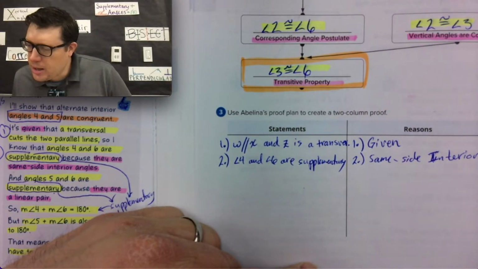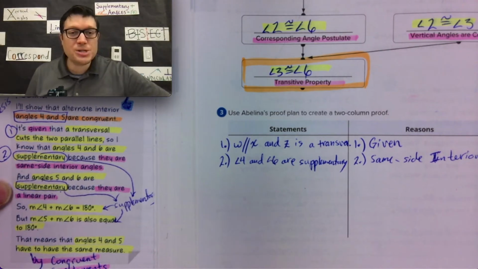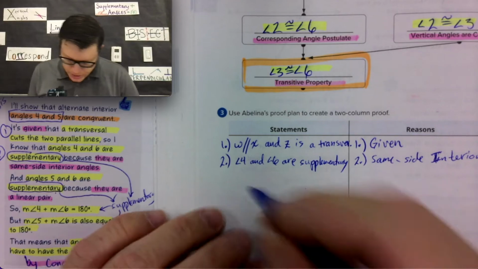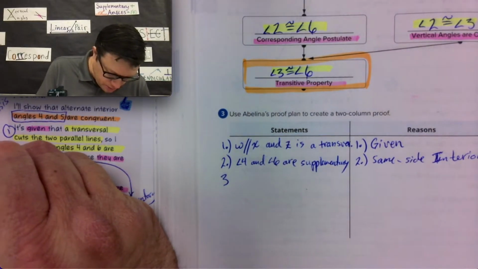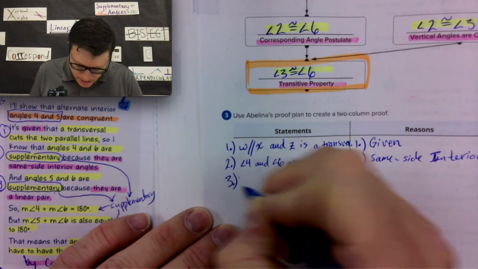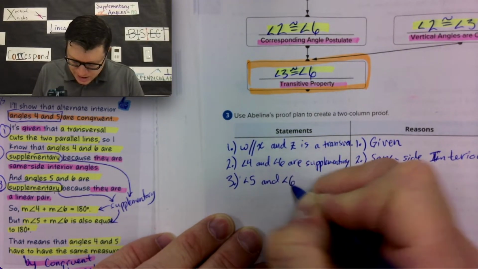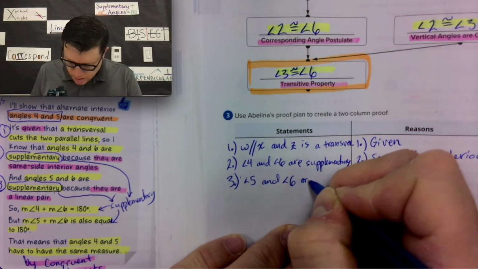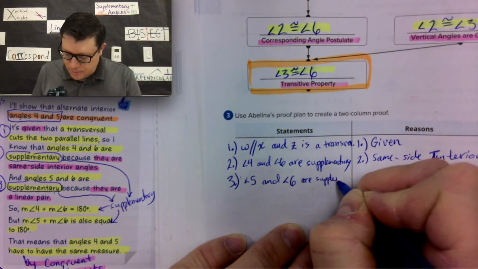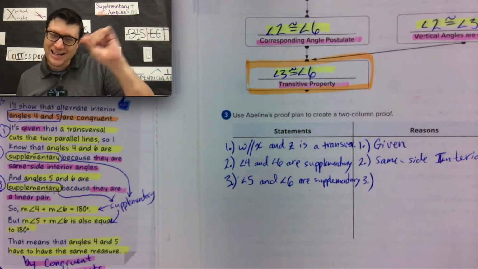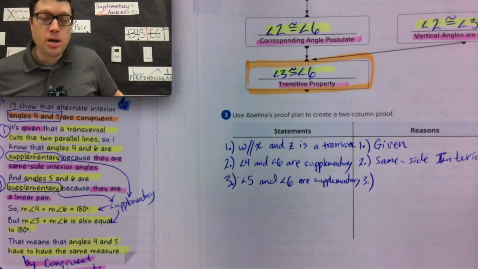Okay, number 3, she says again, angle 5 and angle 6 are also supplementary because they form a linear pair. So statement 3, put a little 3 right here. Statement 3, angle 5 and angle 6 are supplementary. It looks exactly like the previous statement because it really kind of is. We need that connection. There's an angle that's in common for both of them.